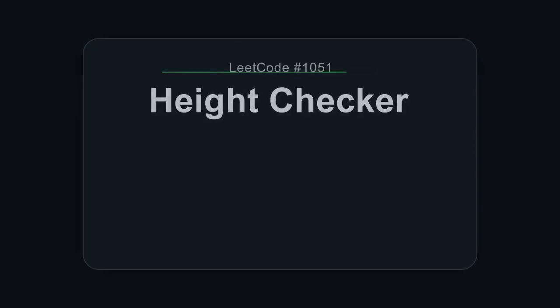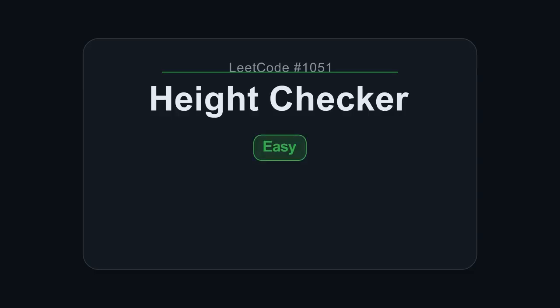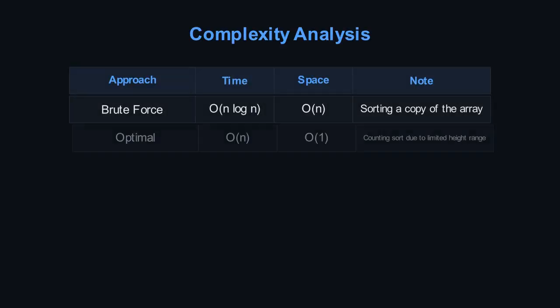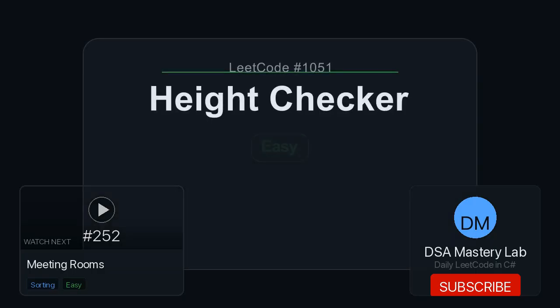You'll spot this pattern when you need to sort or compare an array to its sorted version, but the elements have a very small, fixed range. This constraint is your signal that a counting sort or frequency array approach can offer significant speedups over general-purpose sorting algorithms. Time complexity is O(n), as we iterate through the array a constant number of times. Space complexity is O(1), as the counting array size is fixed and small, independent of n. Mastering these constraint-based optimizations is key.